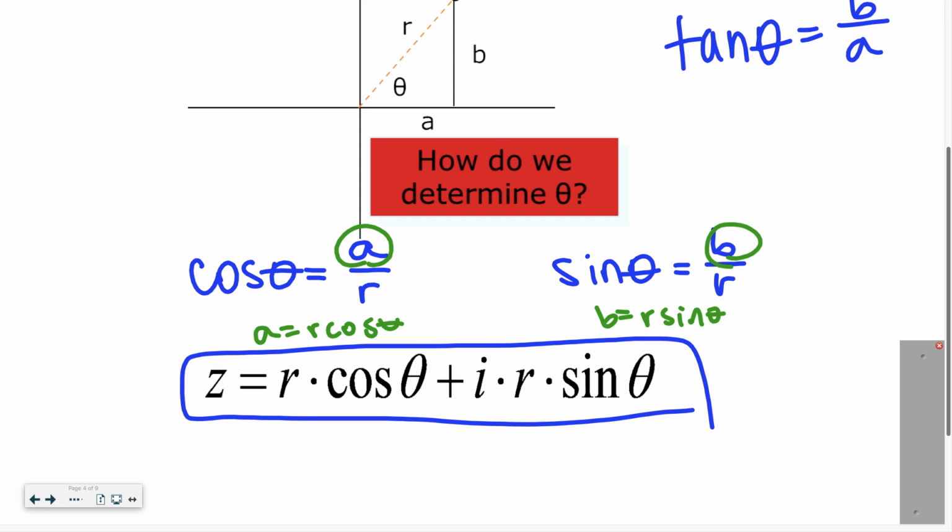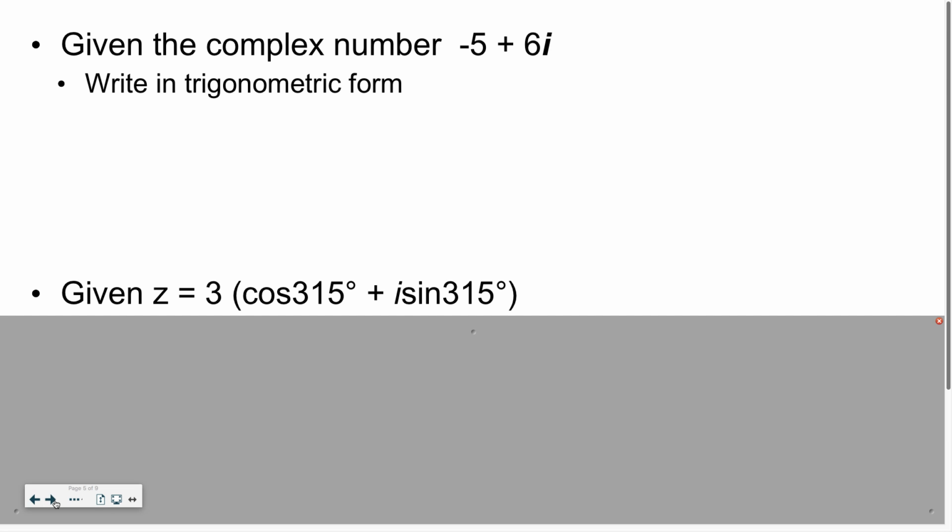Let's take a standard form number and put it in trig form, and let's take a trig number and put it in standard form. Are you ready? Let's do it. Ready as you'll ever be.